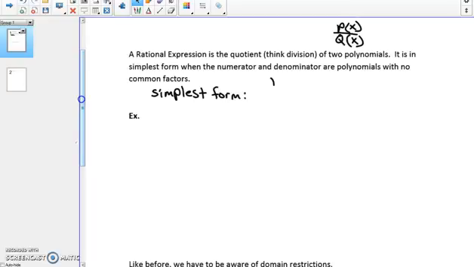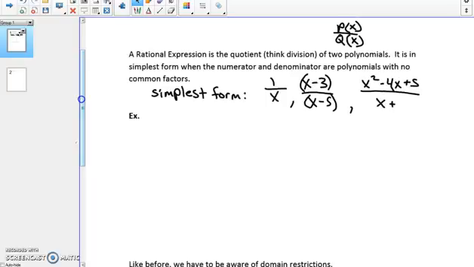You might have something like 1 over x. That is simplest form. It cannot be reduced at all. Or maybe you have something like this, x minus 3 over x minus 5. That also cannot be reduced at all. That is in simplest form. You could also have something a little bit longer, maybe like x squared minus 4x plus 5 over x plus 7. So even though there's a lot of terms going on in that thing, that is also in simplest form. It cannot be reduced.